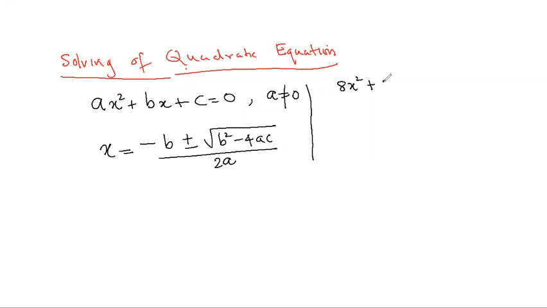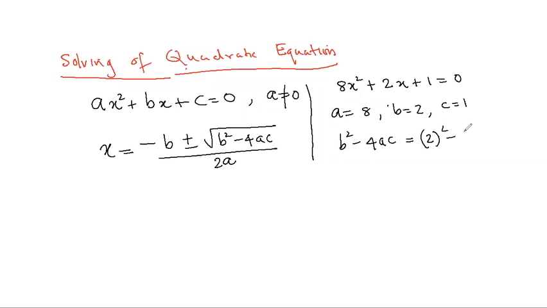8x square plus 2x plus 1 equal to 0. First of all, tell me what is a here? 8. b is 2. c is 1. Calculate b square minus 4ac first of all. What do you call b square minus 4ac? We call it a discriminant. So 2 square minus 4 into 8 into 1. So 4 minus 32. How much is that? Minus 28.